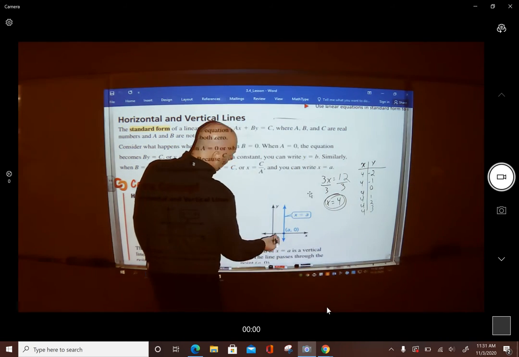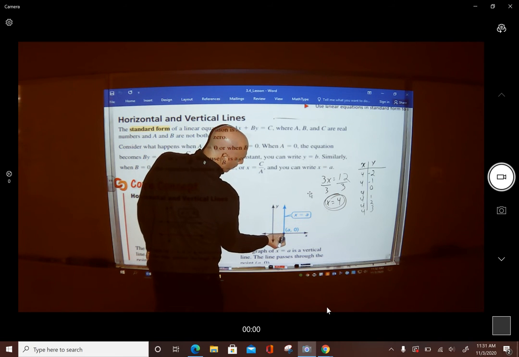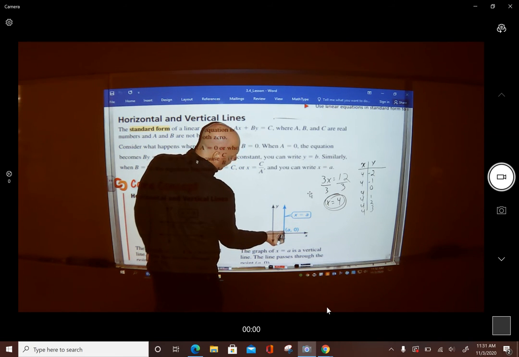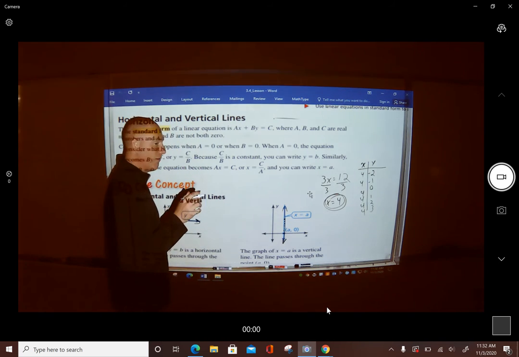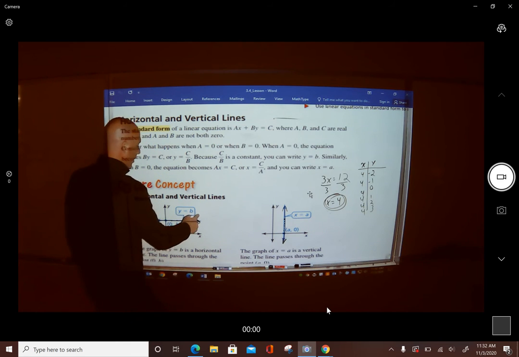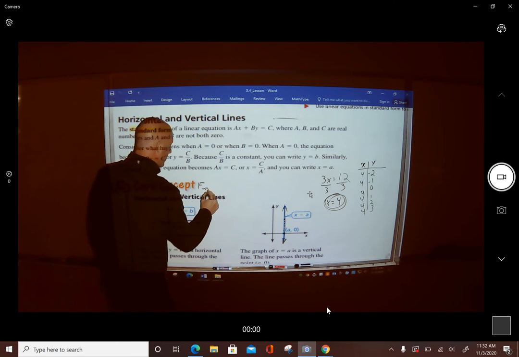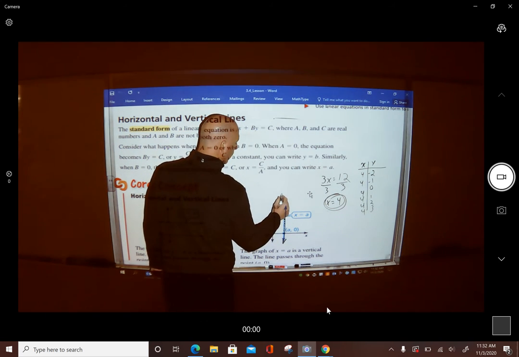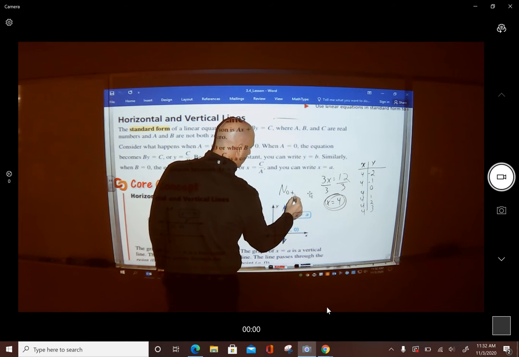Okay, well, x is 4, y is 0. X is 4, y is 1. X is 4, y is 2. X is 4, y is 3. And then once we get all our points, we get a line. We get a vertical line. Remember, big concept: this one is a function. This one is not a function.